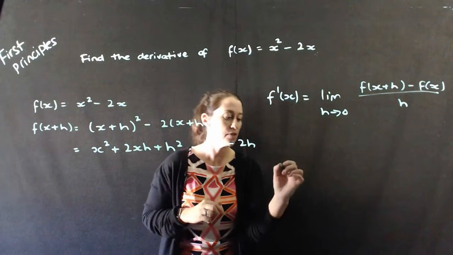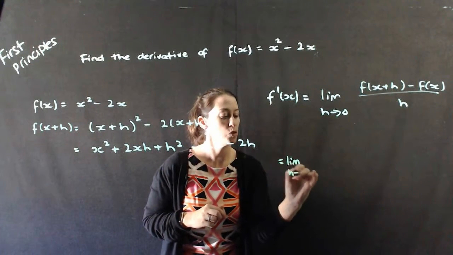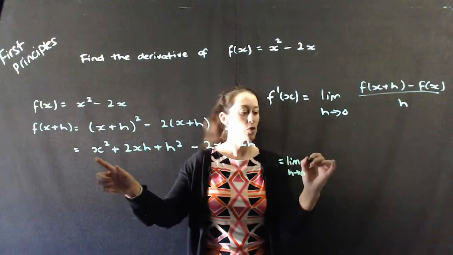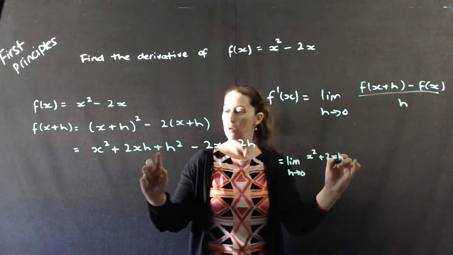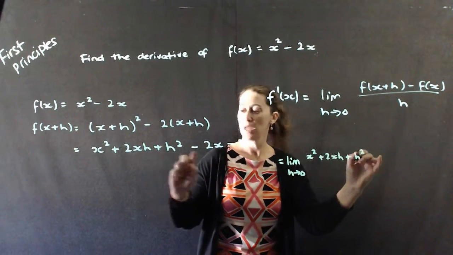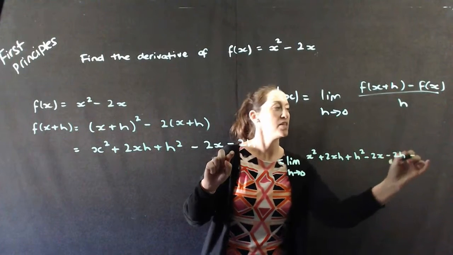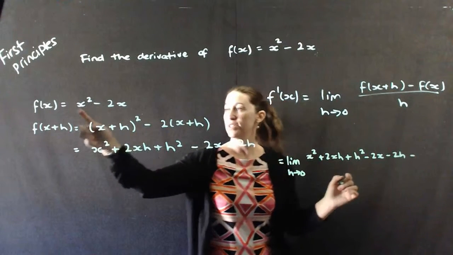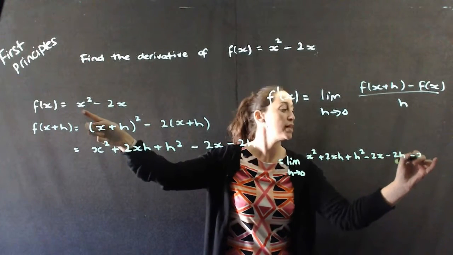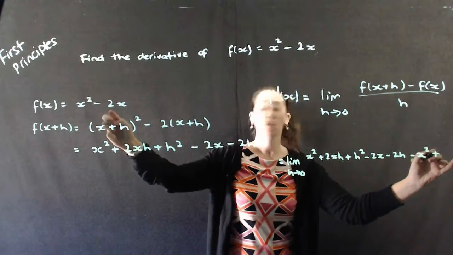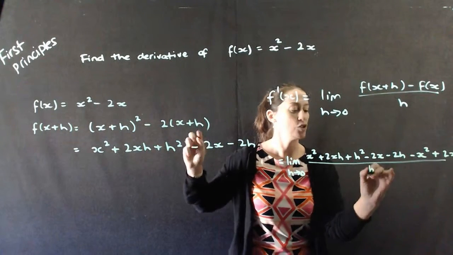So let's write that down. I'll carry on over here. I need a little bit more room, so I'll write really small to see if I can fit it in. So I've got x squared plus 2xh plus h squared minus 2x minus 2h. And obviously I'm taking away f of x now, which is this, and when I subtract that, all the signs change, so it's minus x squared plus 2x. And that's all divided by h.